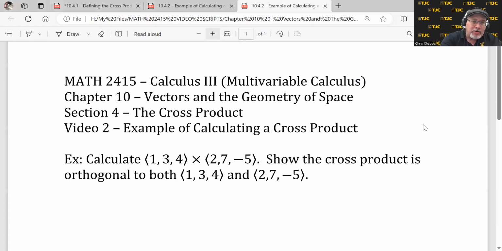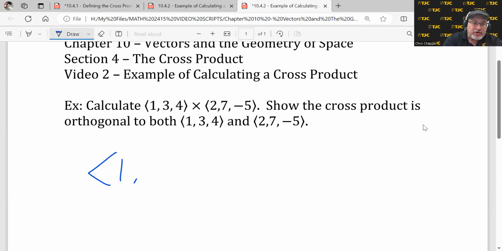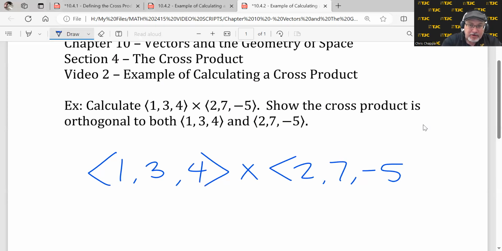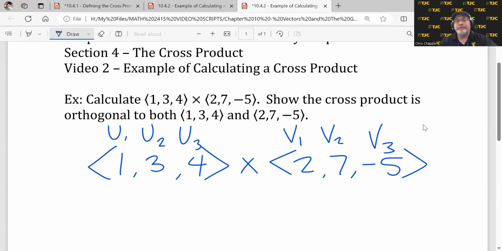All right, so let's start with identifying stuff. Now, this may seem somewhat trivial, but when you're first learning to do cross products, the hardest part about it is keeping up with everything. So if we call the first vector u and the second one v, this would be u1, u2, and u3. So u1 equals 1, u2 equals 3, u3 equals 4. And the second vector would have v components. v1 is equal to 2, v2 is equal to 7, v3 is equal to -5.